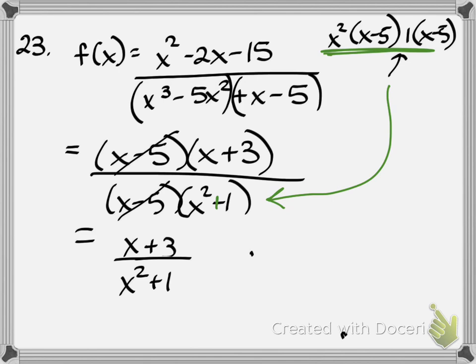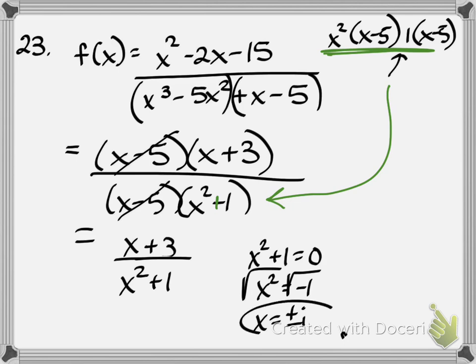So you can set the denominator equal to 0. Take your square root and you get i. So no real asymptotes there, because that's imaginary. And we can't factor it more, so it's not a difference of squares. There's no value that you can plug into x where you're going to get a 0 in the bottom. So there are no vertical asymptotes for this function. All right.